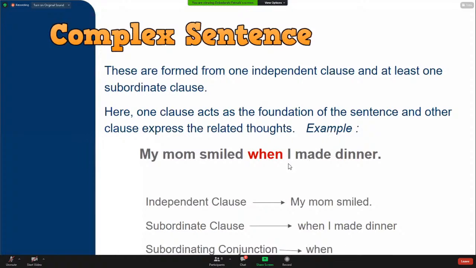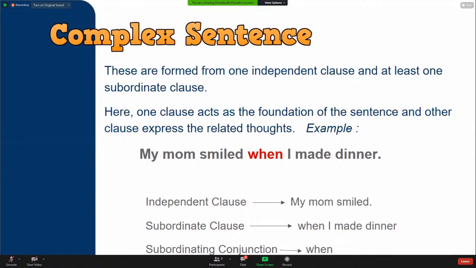My mom smiled when I made dinner. That means when I'm making dinner, at that time my mom smiled. It shows the time limit, a punctual relationship. Somehow, they are related.